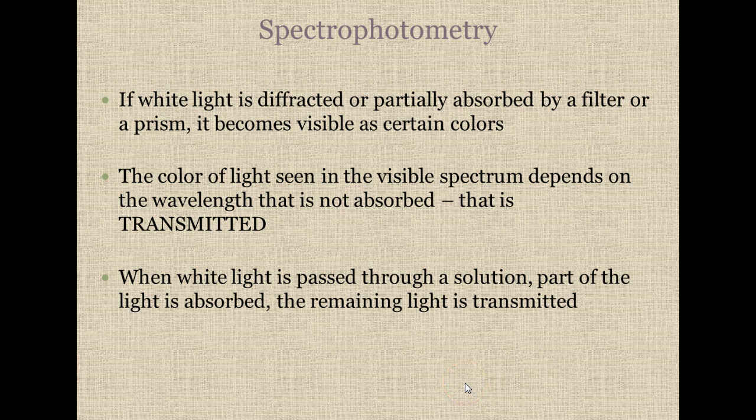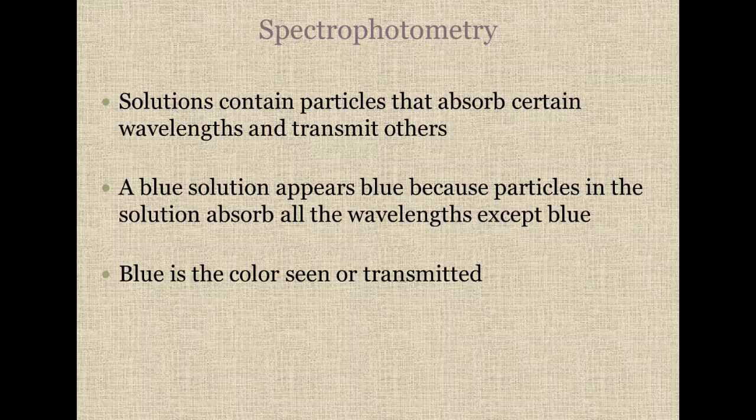In spectrophotometry, if the white light is diffracted or partially absorbed by a filter or prism, it becomes visible as certain colors. The color of light seen in the visible spectrum depends on the wavelength that is not absorbed, but that is transmitted. When the white light is passed through a solution, part of the light is absorbed, and the remaining part of the light is transmitted. Solutions contain particles that absorb certain wavelengths and transmit others. For example, a blue solution appears blue because particles in the solution absorb all of the wavelengths except blue. Blue is the color that would be seen or transmitted.